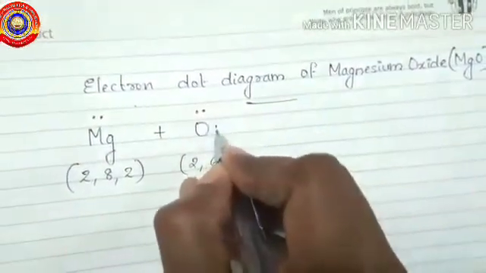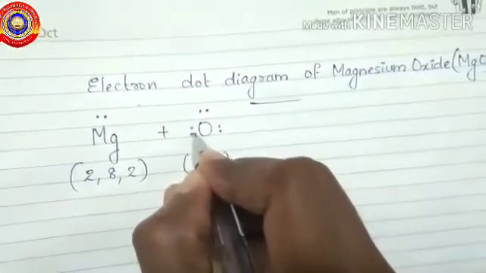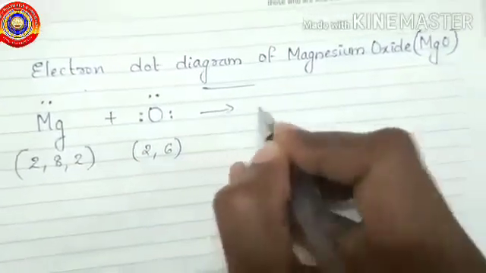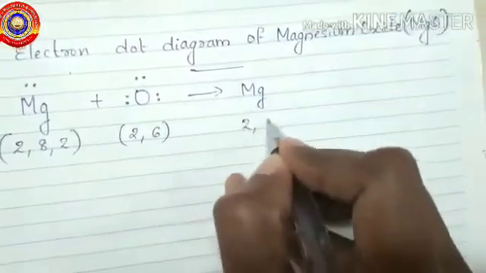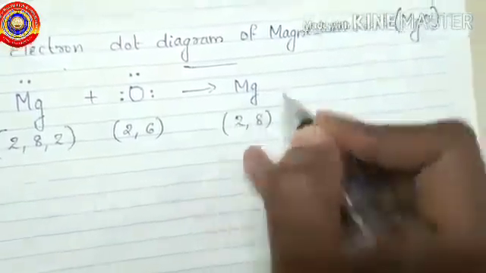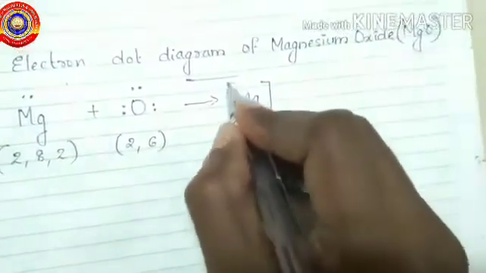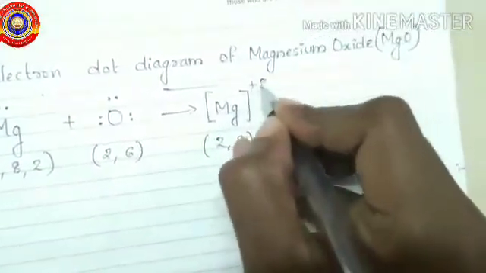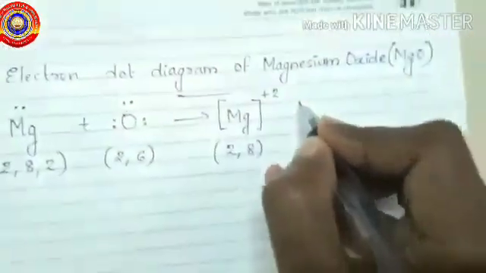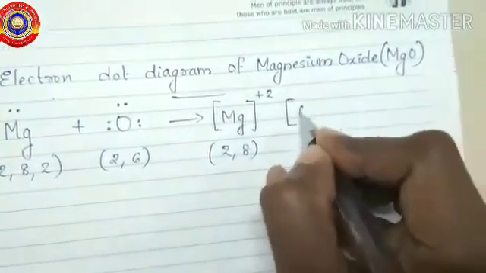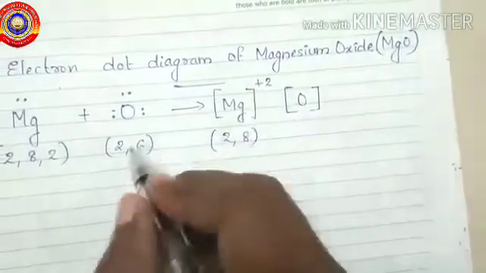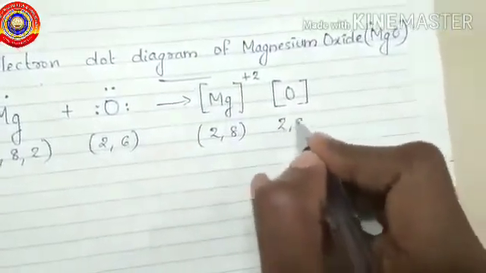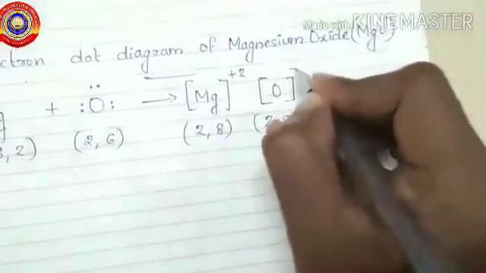Now what happened to the magnesium? In order to attain stability, magnesium loses 2 electrons so that it becomes 2,8. Hence it gets 2 positive charge. Oxygen accepts these 2 electrons from magnesium and becomes 2,8. Hence the charge acquired by the oxygen is -2.